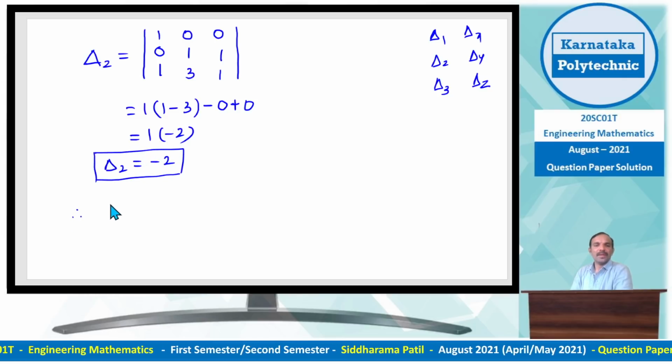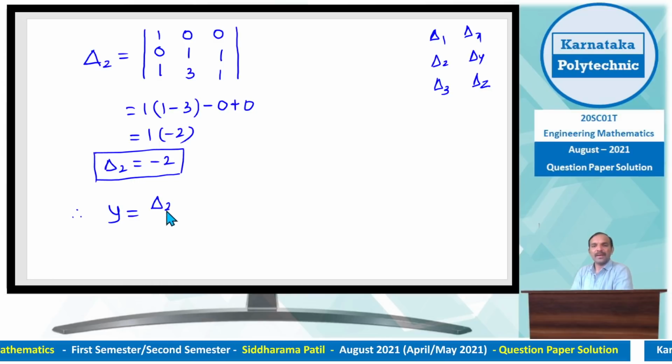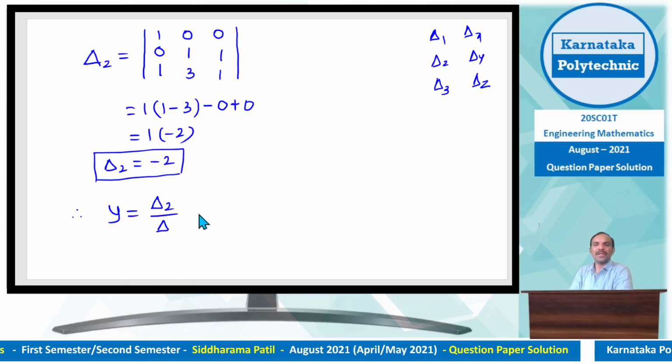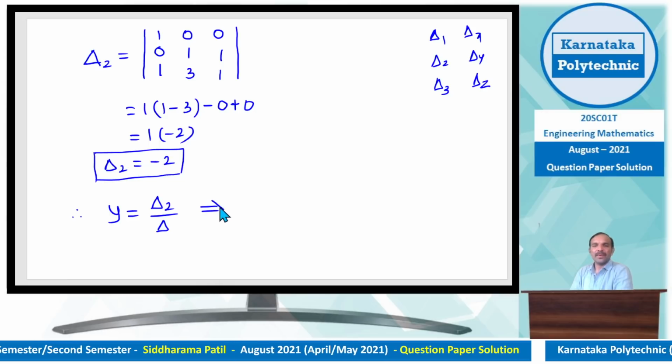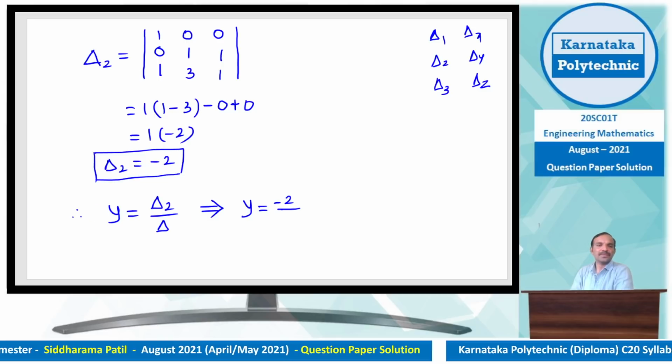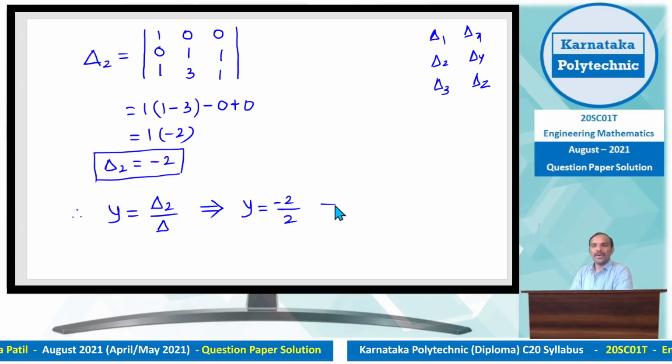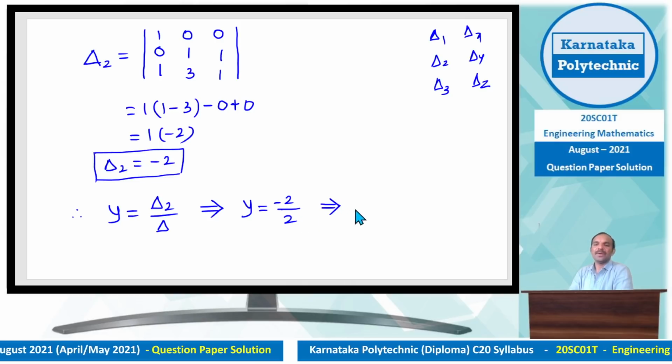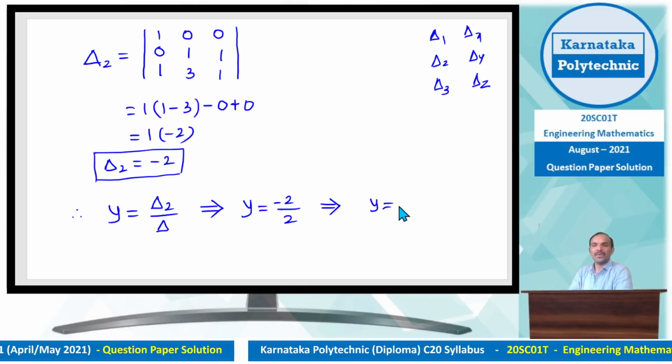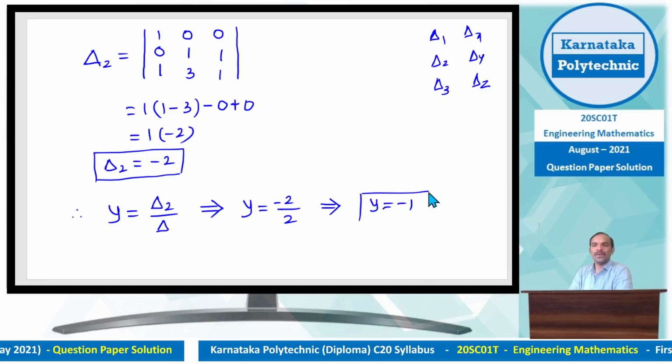Therefore, what is the y value? Y equal to, the formula we have, delta 2 by delta. We know delta 2 by delta. The delta 2 value is minus 2, and delta value is 2. Minus 2 by 2 is minus 1. Y equal to minus 1.